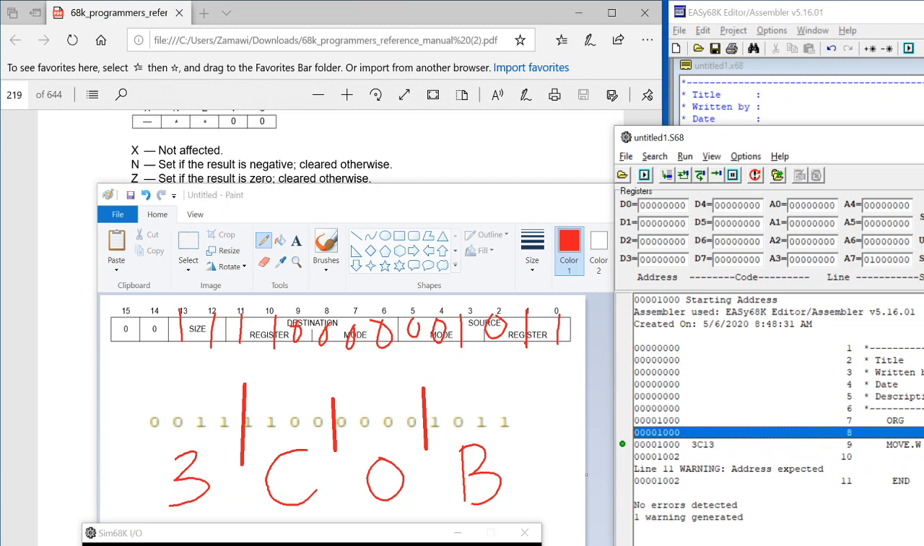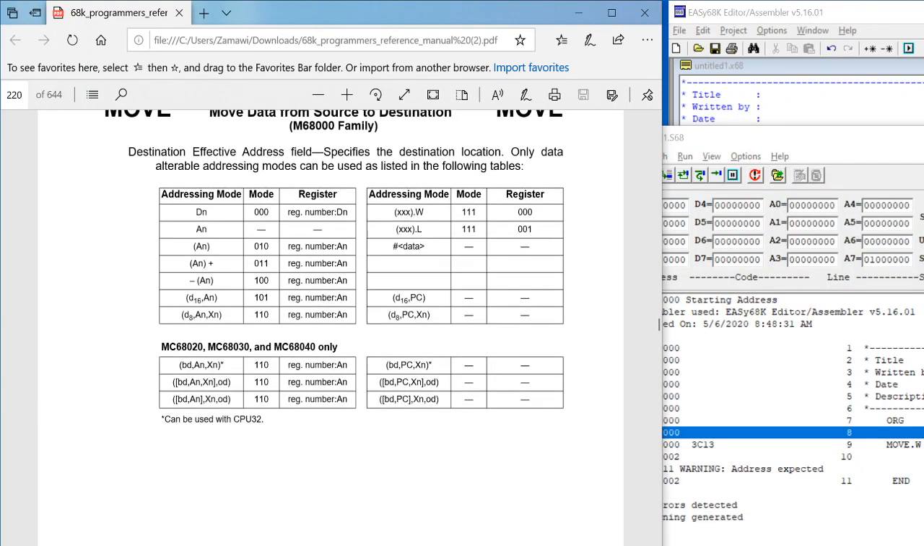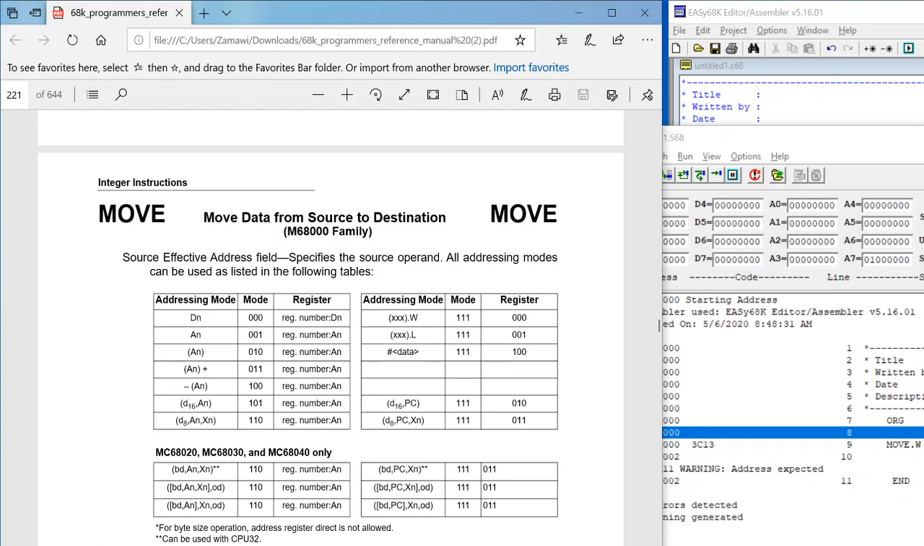Why is it 3C13? Is this correct? It should be 0. What is the mode for the source? The mode for the source is 00. Sorry, the mode for the source is not 001. Sorry, this is bracket A3, so we have to refer to this one. 010. Sorry, 010.